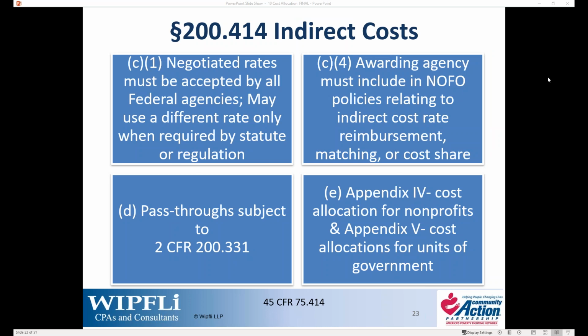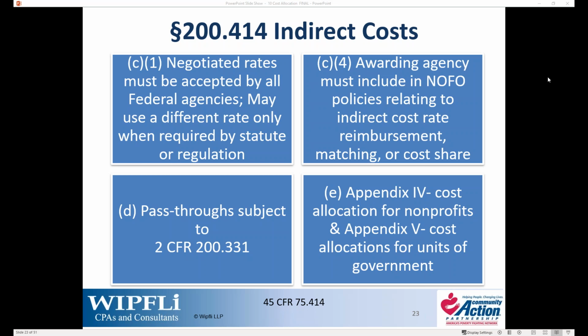Now, indirect costs. They are negotiated rates that must be accepted by all federal agencies. You may use a different rate only when required by statute or regulation. So this is when you've gone out and negotiated to get an approved indirect cost rate. And what's unique about Uniform Guidance is that it does require all federal agencies to accept it.